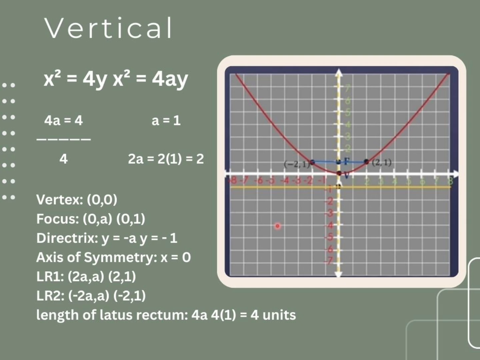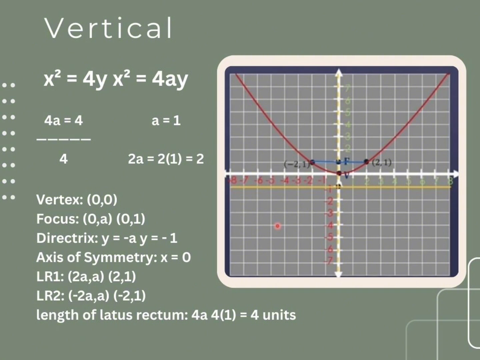Endpoints of the latus rectum: latus rectum 1 is (2a, a). Replace a with 1, we get (2, 1). Then latus rectum 2 is (negative 2a, a). Again, replace the a with 1, we get (negative 2, 1). The length of the latus rectum is 4a, which is equal to 4 units.